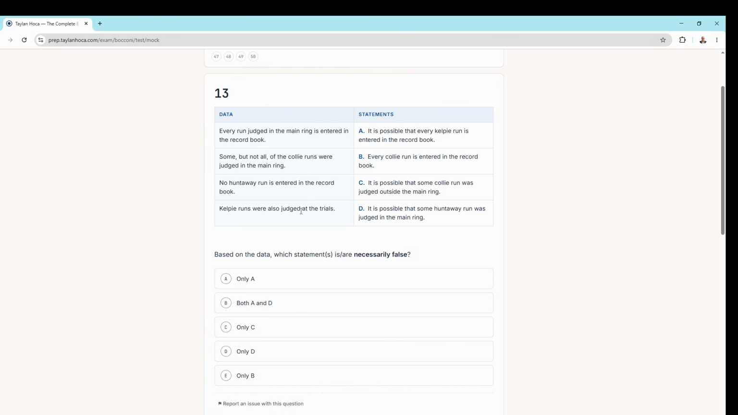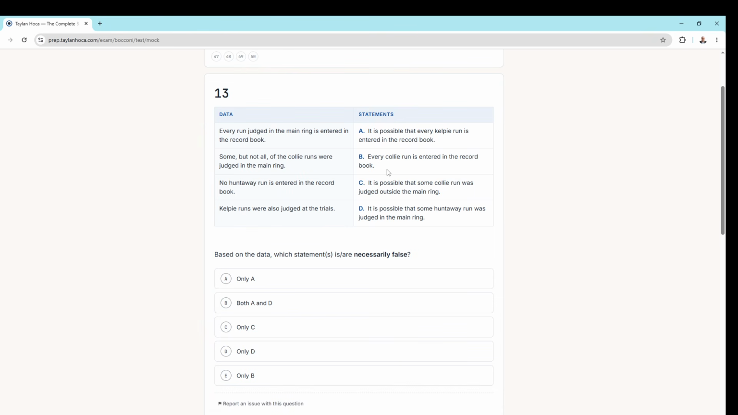Kelpie runs were also judged at the trials. Okay, so it's possible that every Kelpie run is entered in the record book. Kelpie runs, it's only here, were also judged at the trials. Every run in the main ring is entered in the record book. So it's possible that every Kelpie run is entered in the record book. Yeah, I think so. And please read these false and true words. Every Collie run, I think A is true.